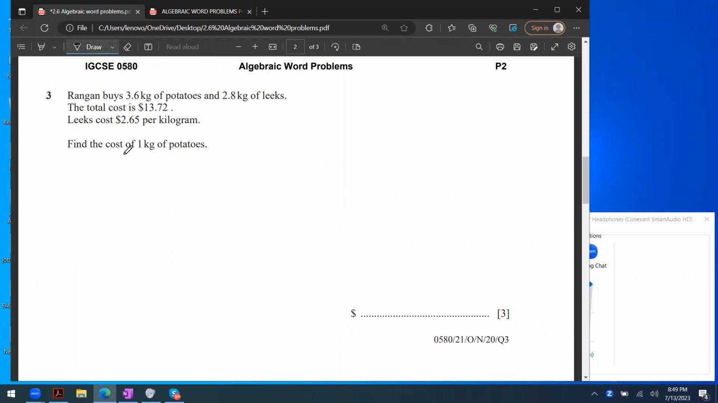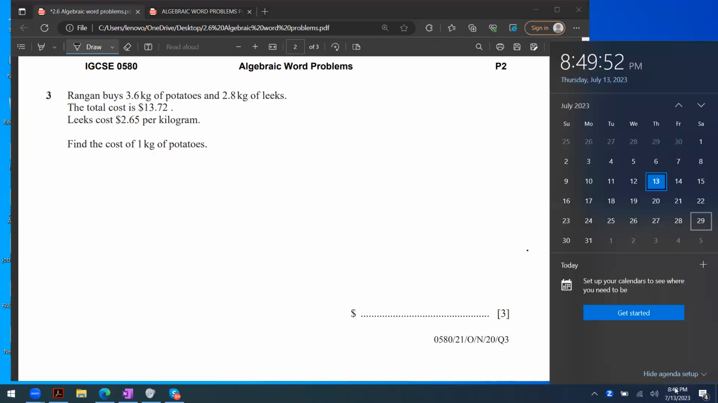Rangan buys 3.6 kg of potatoes and 2.8 kg of leeks. This one, first I will wait. You have to try this question now, then we will discuss. You have 2 minutes. Please try to find the answer.